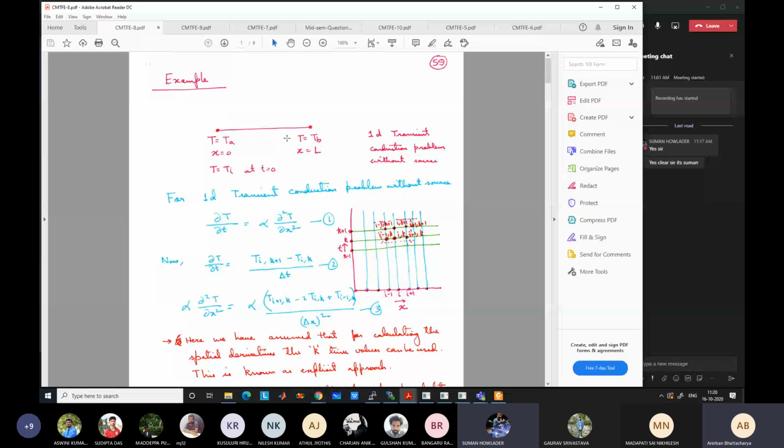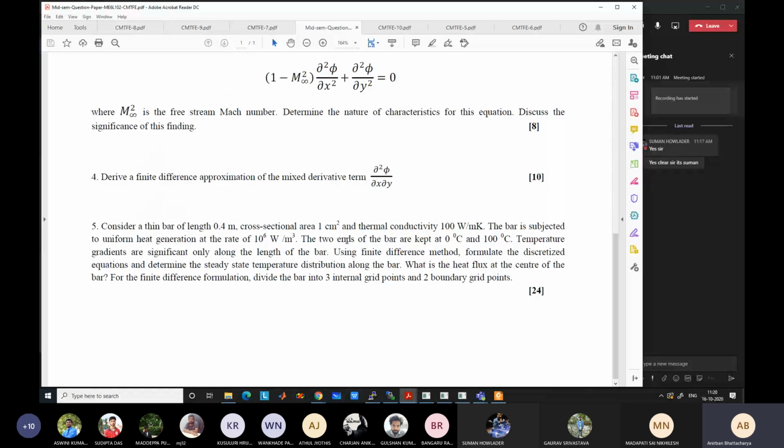So T equal to TA and T equal to TB, similar type of arrangement. Single line, and instead of transient, this is a steady state conduction problem, but with a source term. Source term is given as 10 to the power 6 watt per meter cube. Using the finite difference method, formulate the discretized equations and determine the steady state temperature distribution along the bar. So you don't need any initial condition.